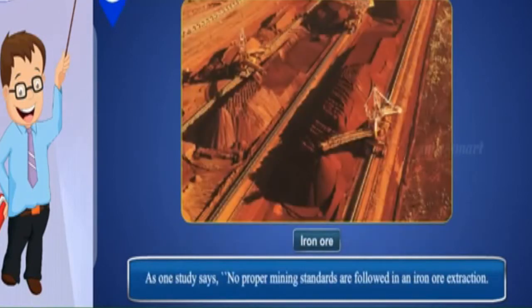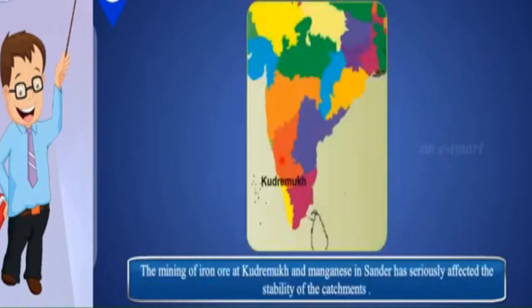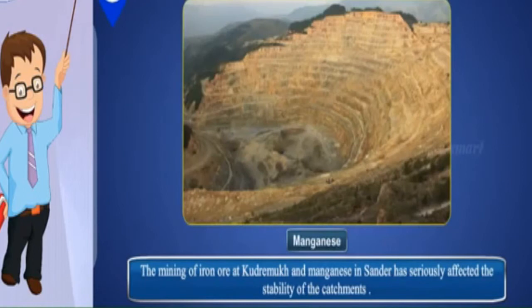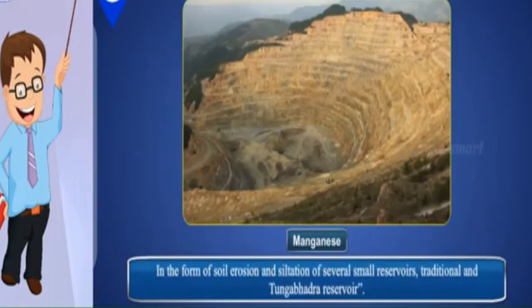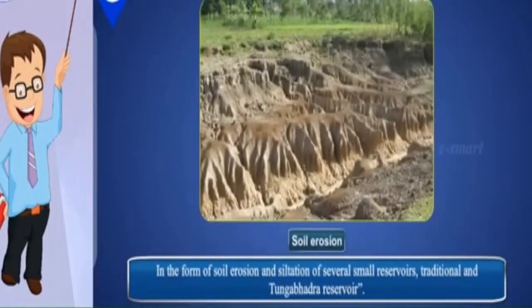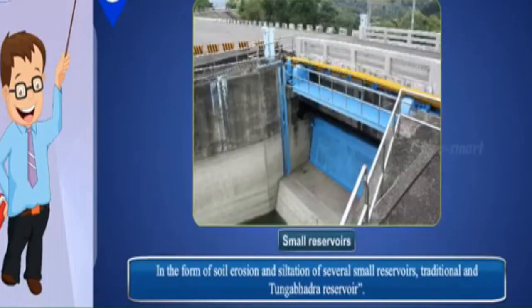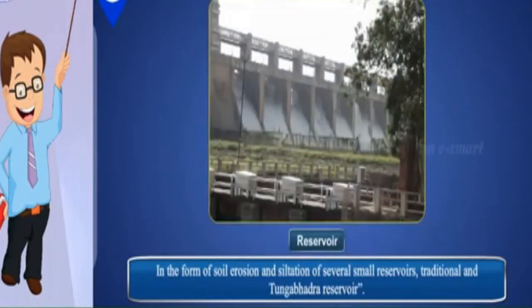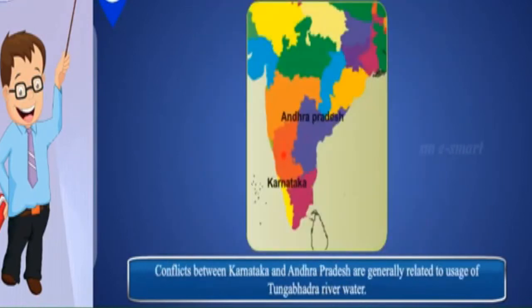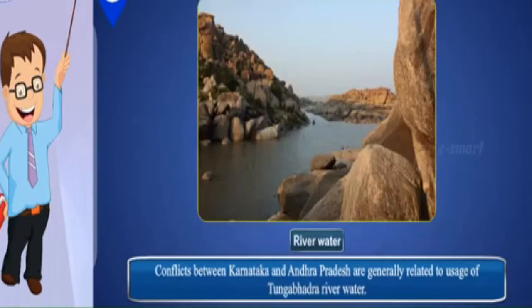As one study says, no proper mining standards are followed in iron ore extraction. The mining of iron ore at Kudremukh and manganese in Sandur has seriously affected the stability of the catchments in the form of soil erosion and siltation of several small reservoirs, traditional tanks and Tungabhadra Reservoir. Conflicts between Karnataka and Andhra Pradesh are generally related to usage of Tungabhadra river water.